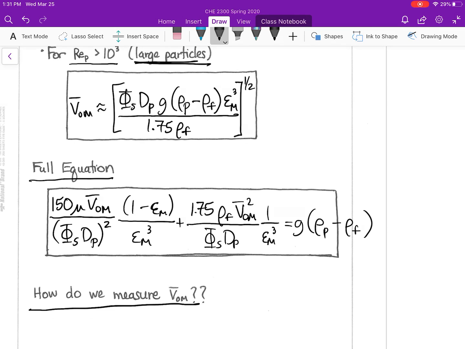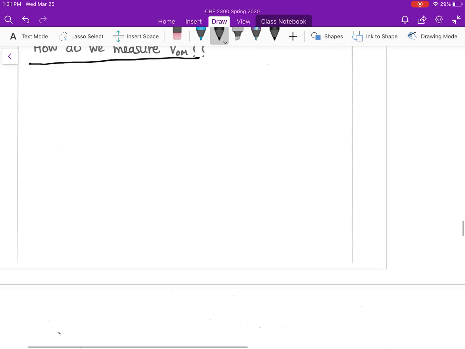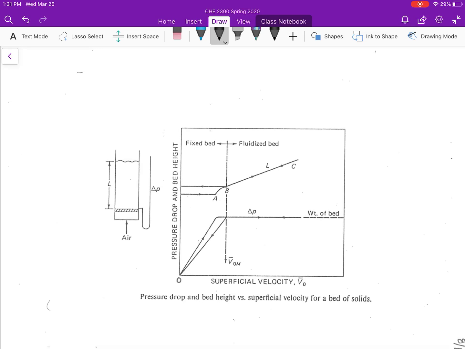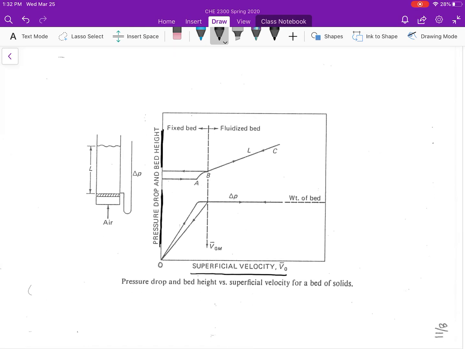The question then arises of how do we actually calculate or measure this minimum fluidization velocity. If you move to the next page, what I am showing here is a plot. On the y-axis of my plot, I have both pressure drop and bed height. And on the x-axis, I have those two terms as a function of the superficial velocity of my fluid. Let's do this in different colors. We'll make bed height blue, pressure drop black.